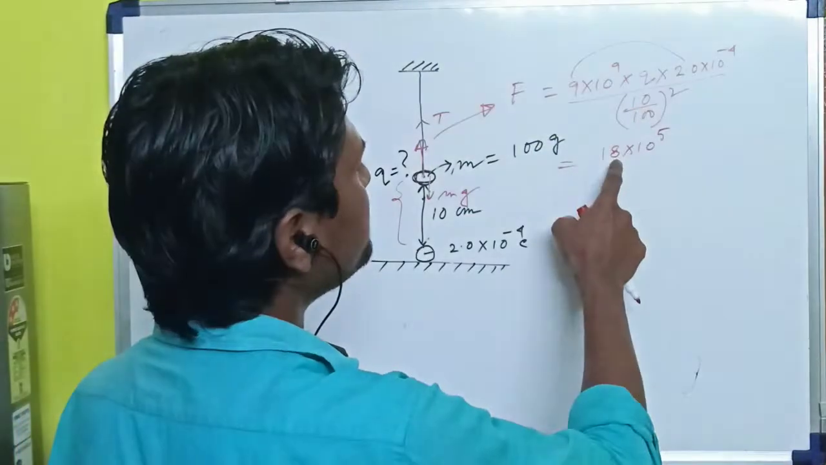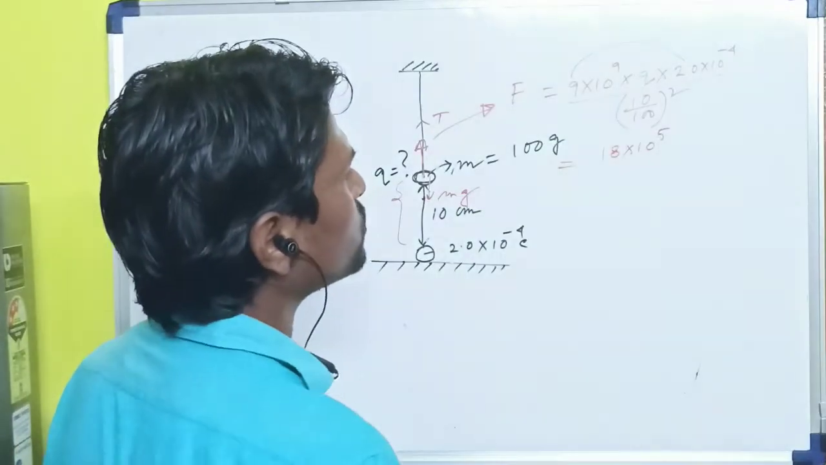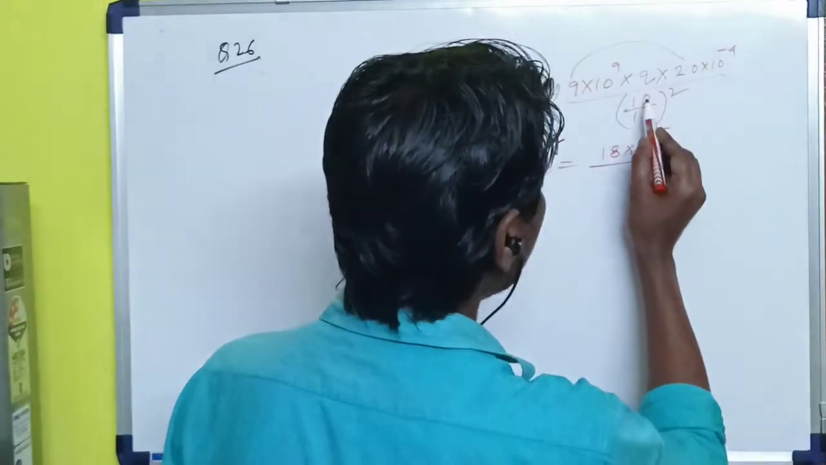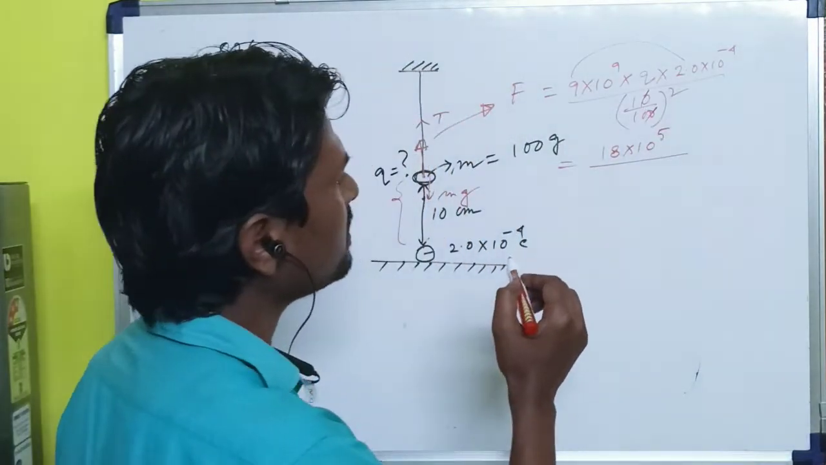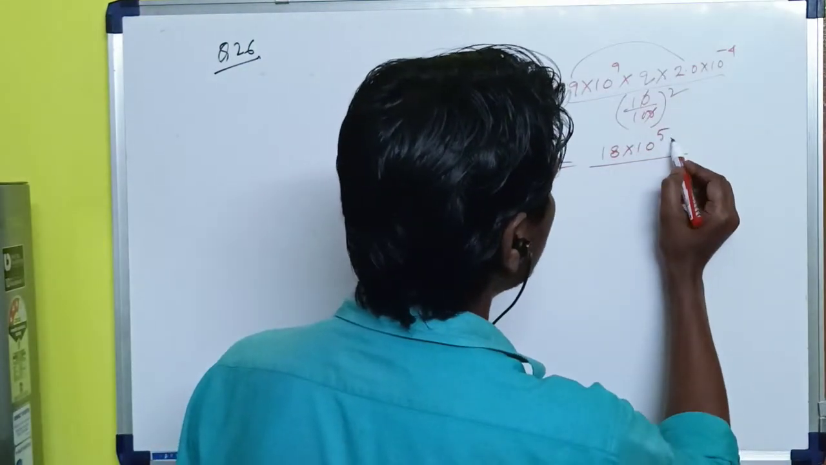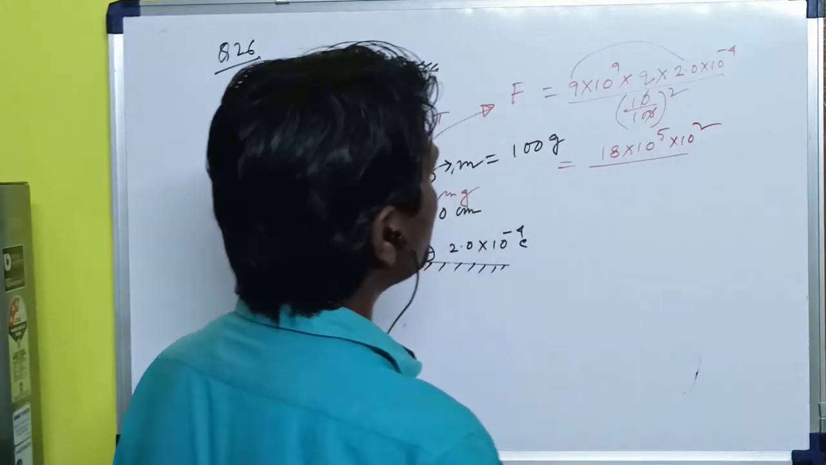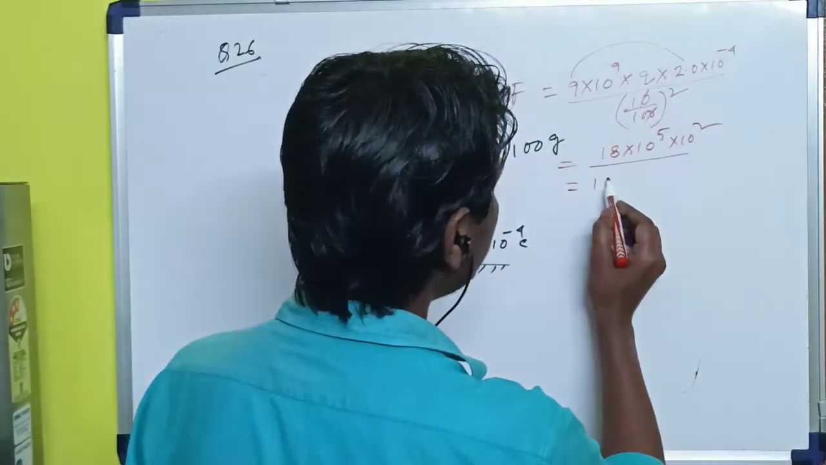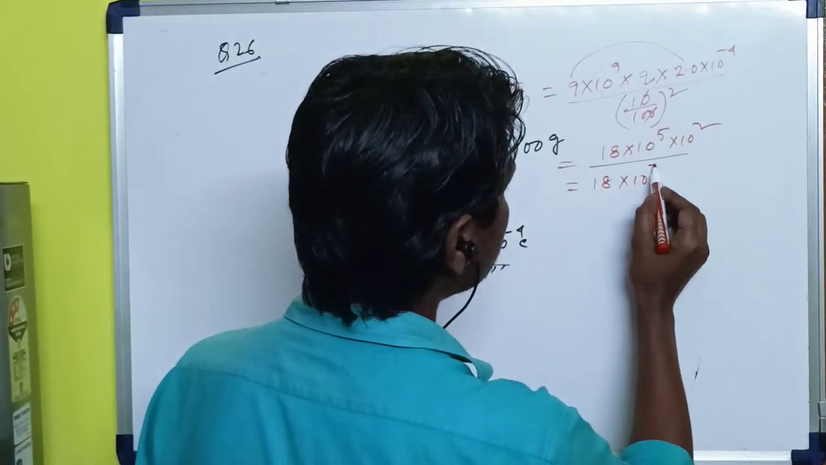9 to the power 18 into 9 minus 4. So 5 divided by 10, the zeros cancel, and then 100. 1 by 10 square means 100, so this is 10 to the power 2. So the force is 18 into 10 to the power 7 Newton.